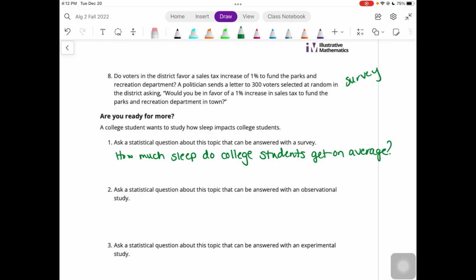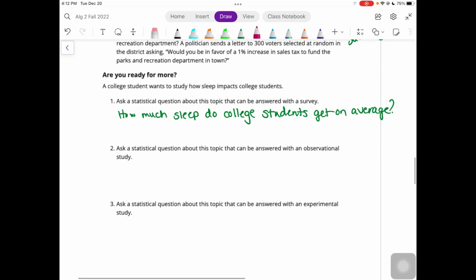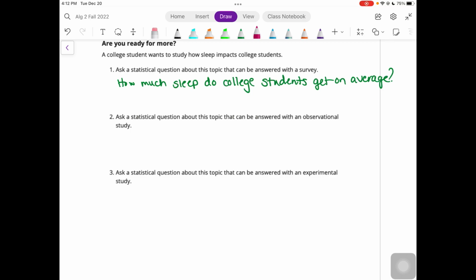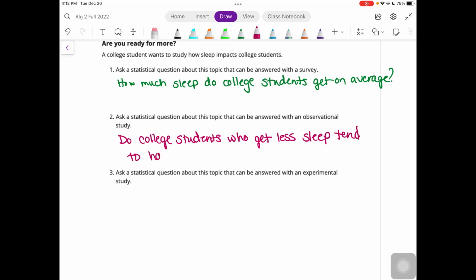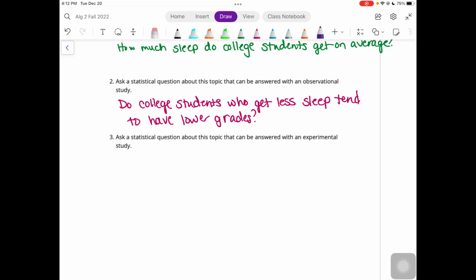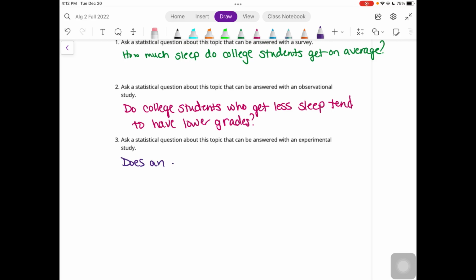All right, ask a statistical question about this topic that can be answered in an observational study. Do college students who get less sleep tend to have lower grades? And then finally, we're going to ask a question that can be answered with an experiment, right? So does an app which reminds college students to go to sleep have an effect on how much sleep they get? And there are lots of different questions that we could come up with. These are just some examples. You could come up with some other questions on your own that would address these same issues.